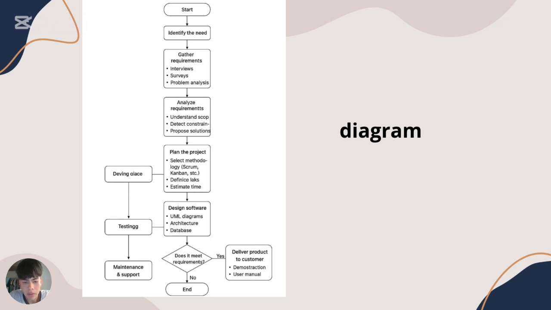11. Closing. To summarize, this flowchart represents the complete cycle of software development. It helps ensure organization, clarity, and efficiency in each stage of the process.